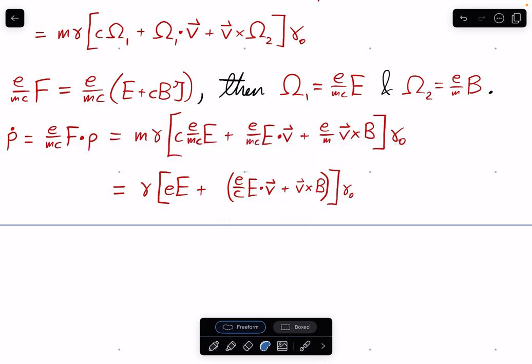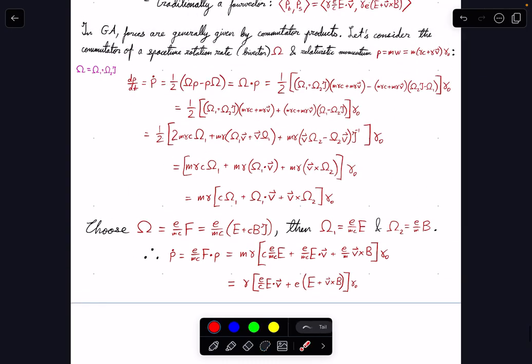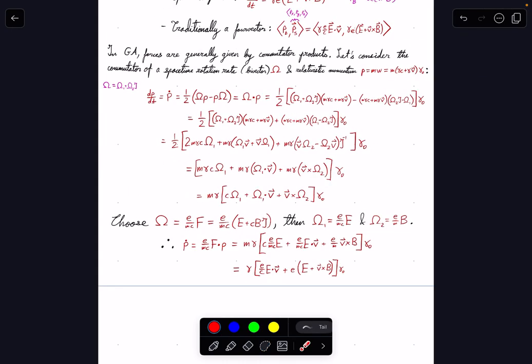copy, then move this out front, put this in here, and have this. And this looks exactly the same. So E dot V, E dot V, gamma E, E, V cross B, V cross B. So you have exactly the same formulas.